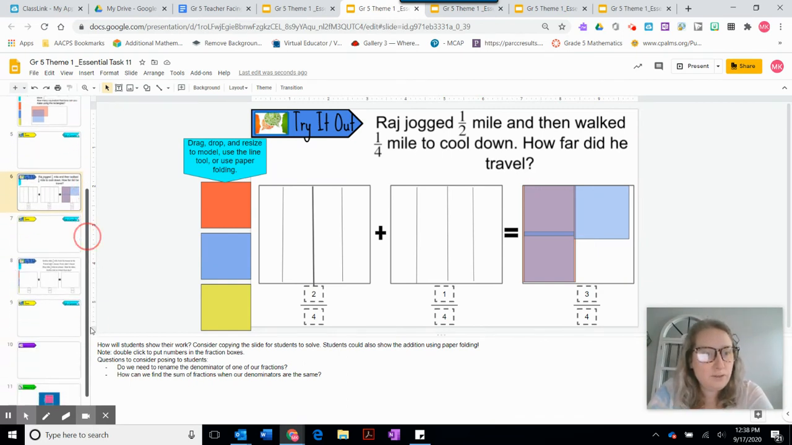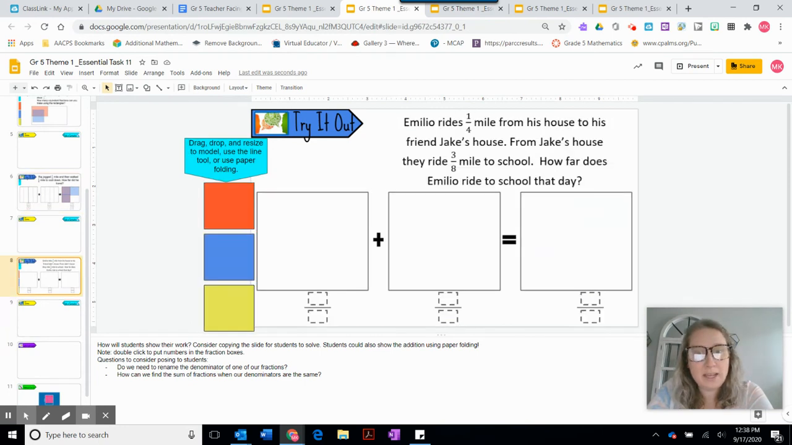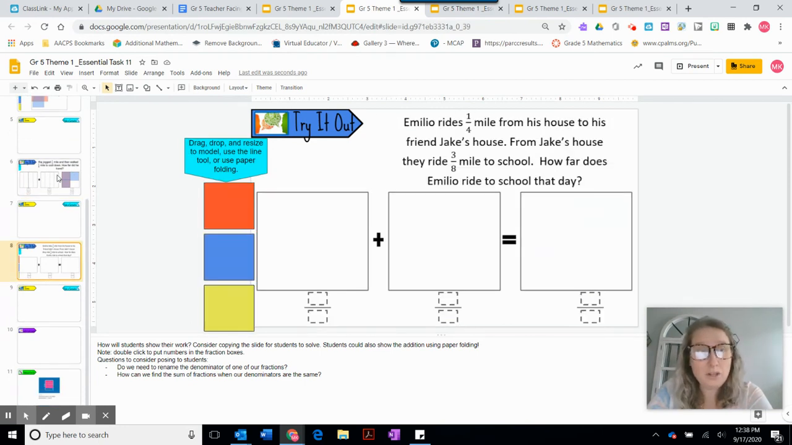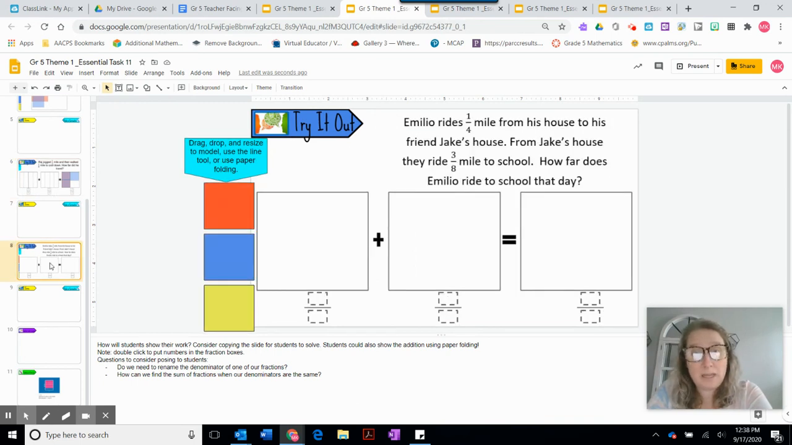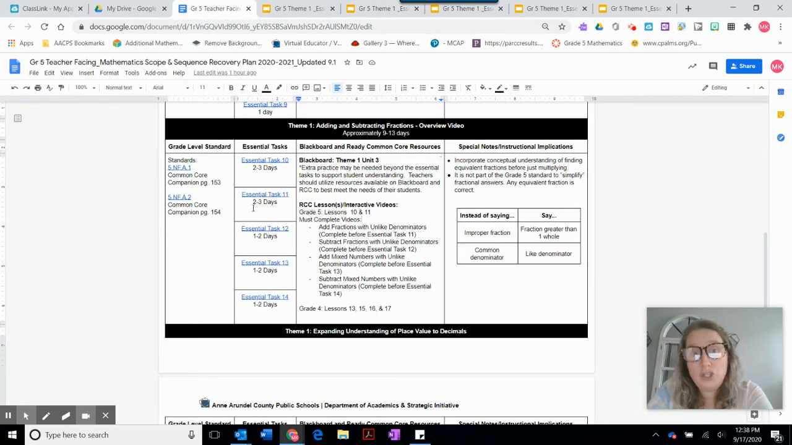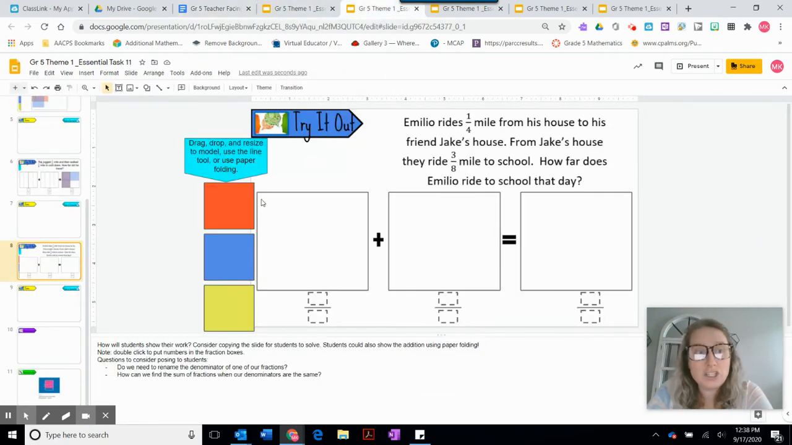So there's a few different problems that they can practice here. You might want to start off by modeling a little bit heavier with maybe a little bit more of a gradual release, depending on your students. But please keep in mind, this lesson is 2 to 3 days. So take your time, don't rush, get them comfortable, allow them to practice, allow them to really build those models and really get that conceptual understanding.